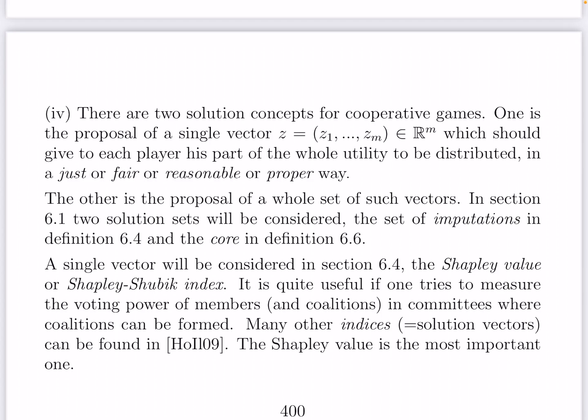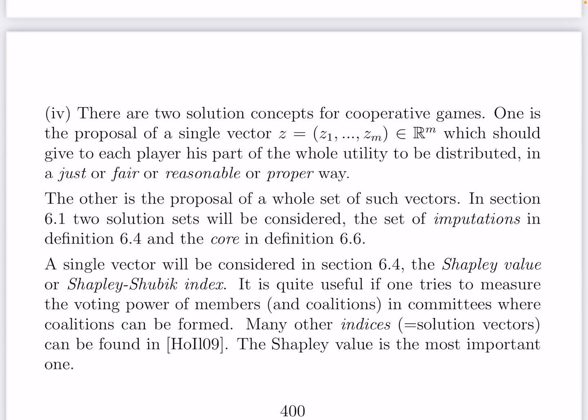The other solution concept is the proposal of not a single vector but of a whole set of such vectors. It makes sense not to consider always a single solution vector, but a whole set of sufficiently good solution vectors. So this we will do next. In this section we will consider two solution sets. First the set of imputations and then a bit later the so-called core of a cooperative game.